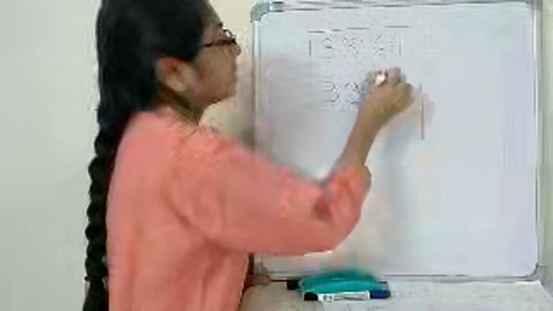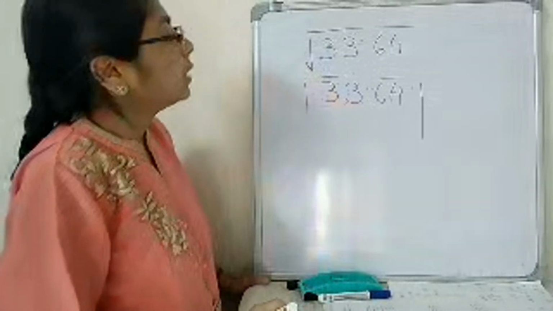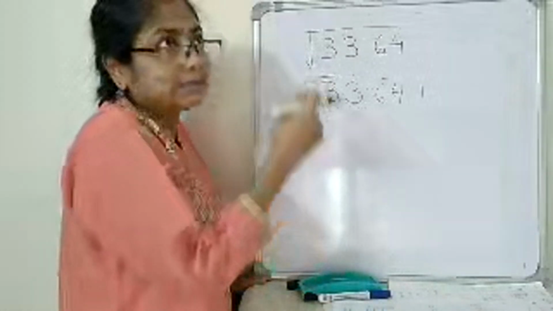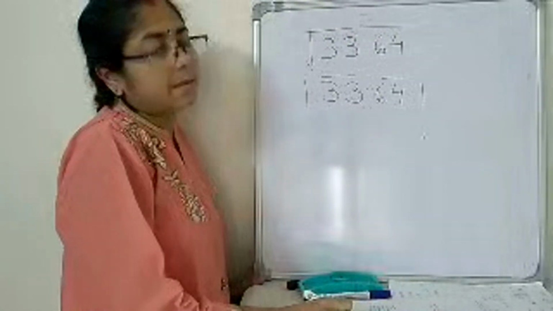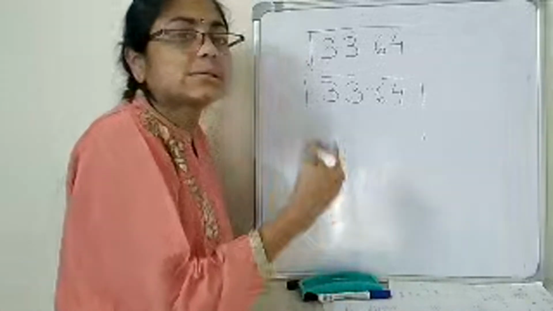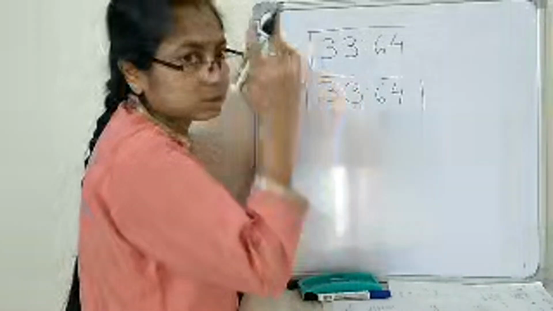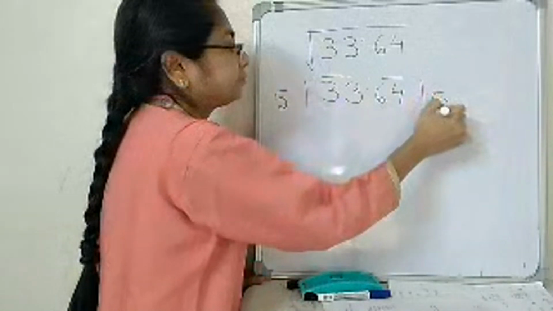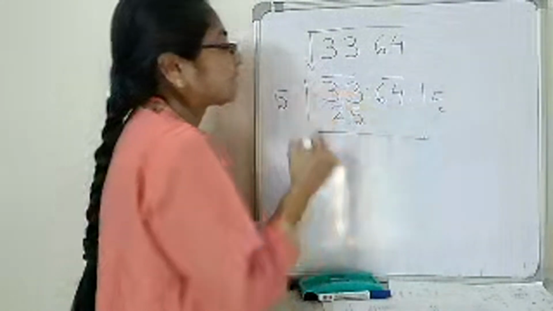33.64. Make a pair. Now we start the long division method. I write the perfect square number near 33. The perfect square number near 33 is 25, which is 5 squared, because the next number is 6, and 6 squared is 36. So 36 is more than 33. We never do that. We start with 5. Okay? Subtract it.